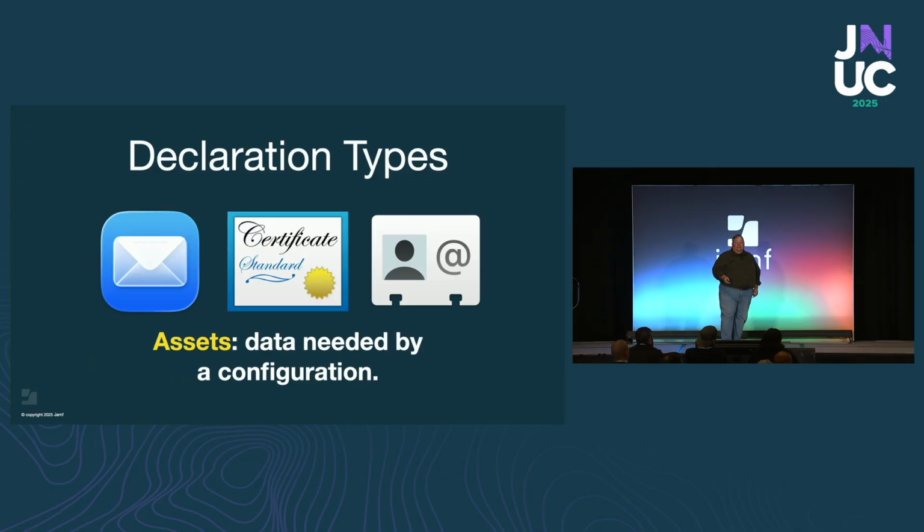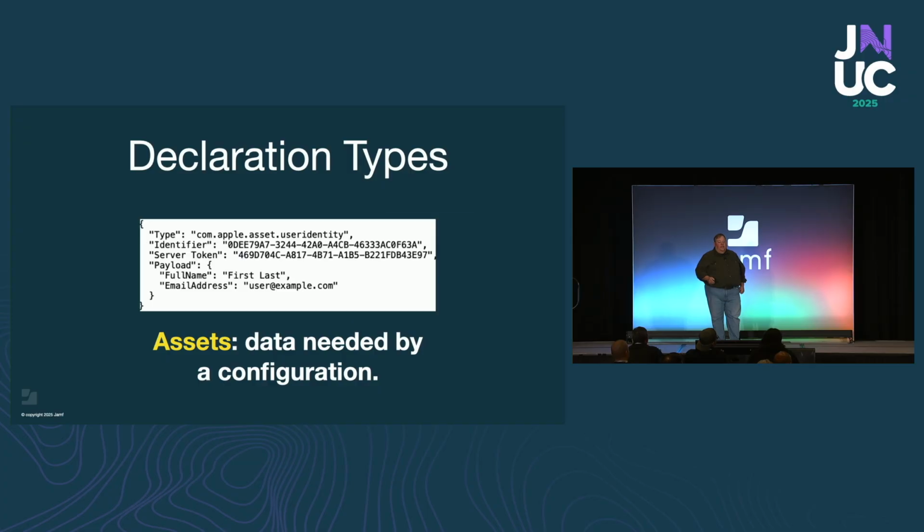So next there are assets, and these are data needed by a configuration, like MDM URLs, certificates, emails, or contact information, stuff like that. Here's how an asset looks in a declaration. In this case, we're using an email address.